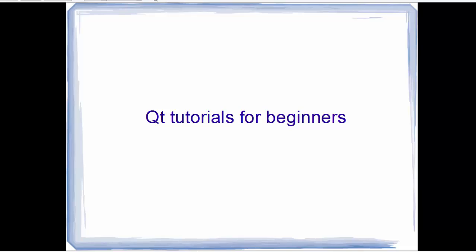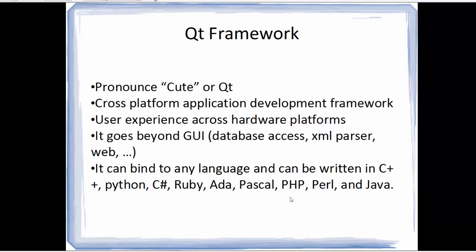So what is Qt? Qt, which is also pronounced as Qt, is a cross-platform application development framework which can be used on multiple operating systems like Windows or Mac OS or many Linux operating systems, right? And it has the same user experience across the hardware platform for all operating systems, right?